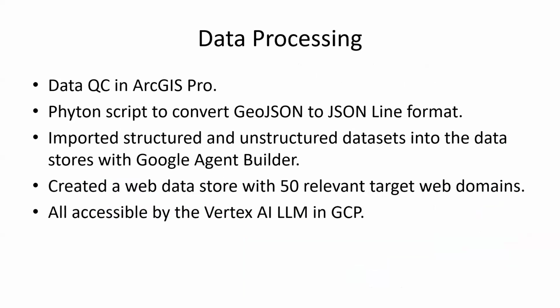For data set preparation and quality control, I use ArcGIS Pro and a Python script to convert the GeoJSON data set into a JSON Lines format, which is the format required for importing data to Google Cloud Platform. The unstructured data, which are the PDF documents, are stored in another data store in the Google Cloud. All of these data sets are accessible right now in the Vertex AI platform.